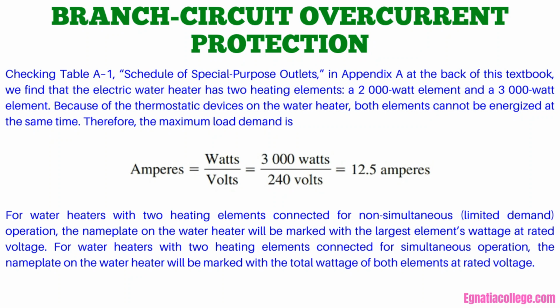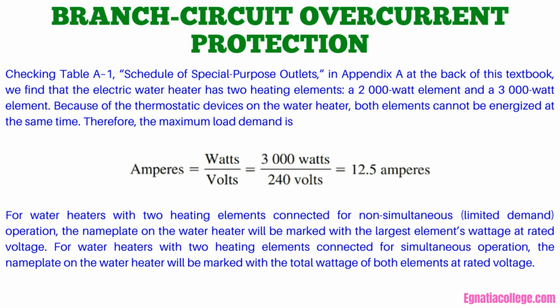Checking Table A-1, Schedule of Special Purpose Outlets, in Appendix A at the back of this textbook, we find that the electric water heater has two heating elements, a 2000 watt element and a 3000 watt element. Because of the thermostatic devices on the water heater, both elements cannot be energized at the same time. Therefore, the maximum load demand is amperes equals watts divided by volts. 3000 watts divided by 240 volts equals 12.5 amperes.